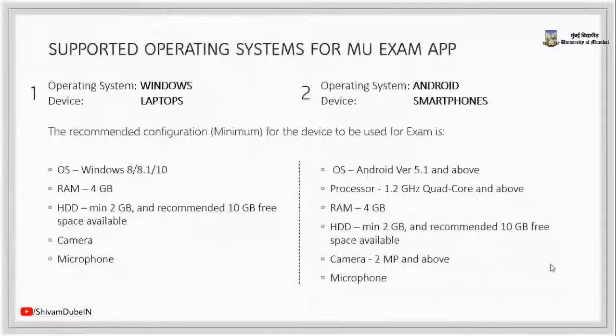First and foremost, the MU exam app will be supported on two different operating systems. That is, it will be supported on Windows as well as Android. On Windows, you may use your laptops, and on Android, please use your smartphones. The recommended minimum configuration for the device to be used for the exam is as under. As you can see, the operating system will support Windows 8, 8.1, and Windows 10. You're requested to have a RAM of 4 GB, an HDD of minimum 2 GB, recommended if possible to have a 10 GB free space available.